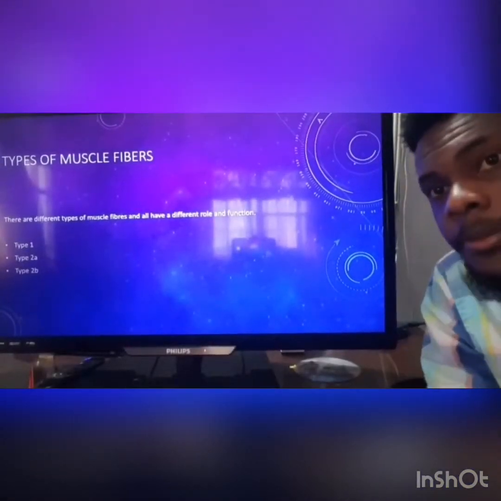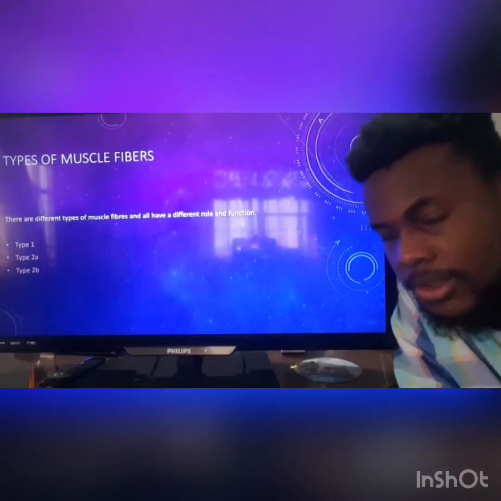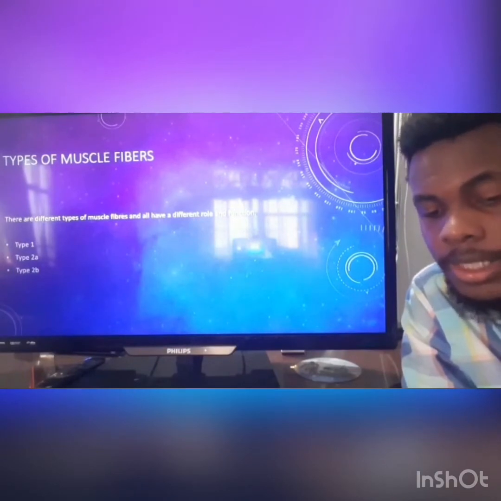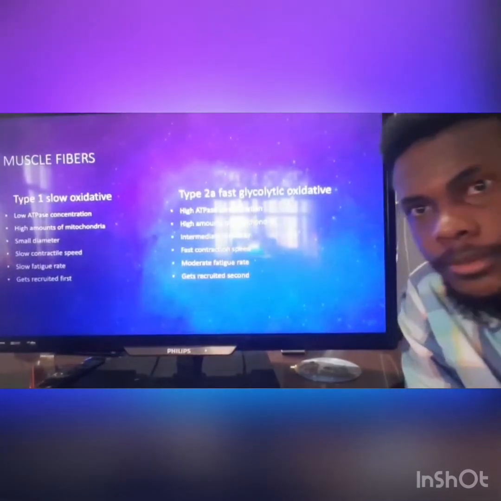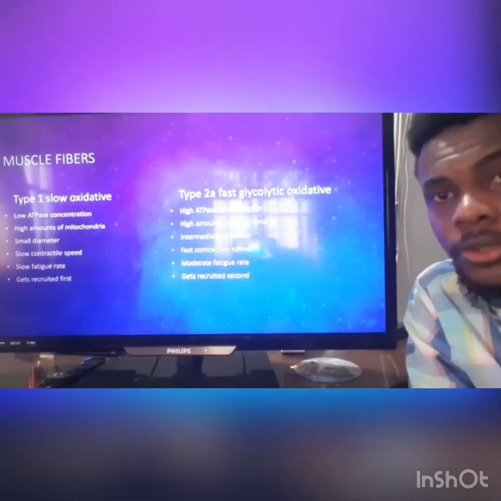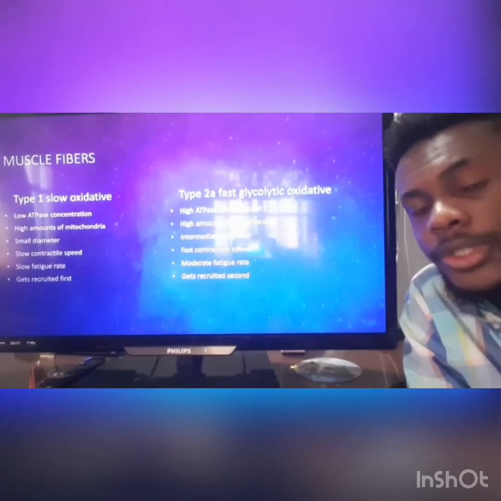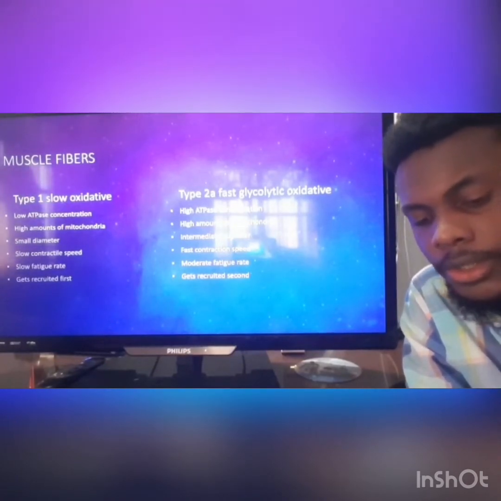Okay, so types of muscle fibers, right? There are different types of muscle fibers and all have a different role and function: type 1, type 2A, and type 2B. The type 1, slow oxidative, has low ATPase concentration and high amounts of mitochondria.